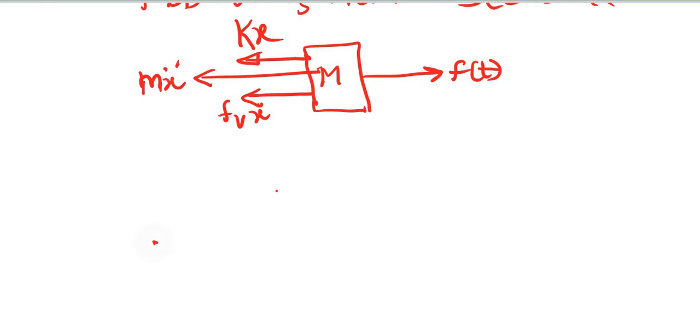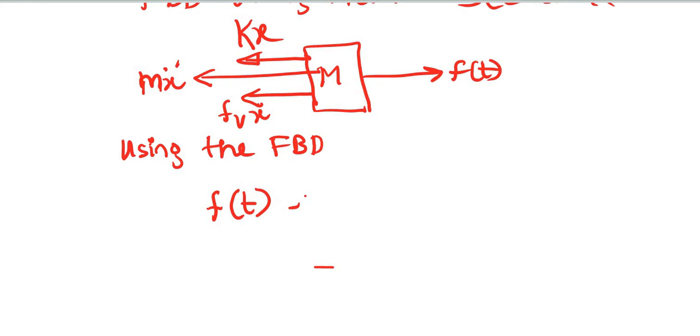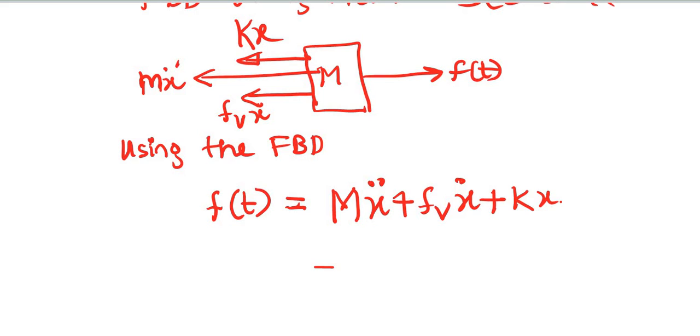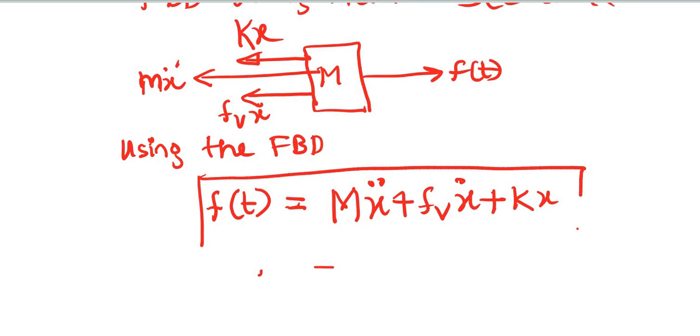So now using the above free body diagram, I can write the equation or mathematical model of the system as F(t) equal to m x double dot plus Fv x dot plus Kx. Okay. This is the mathematical model or the equation representing the mechanical system shown in the figure. This is the differential equation model.